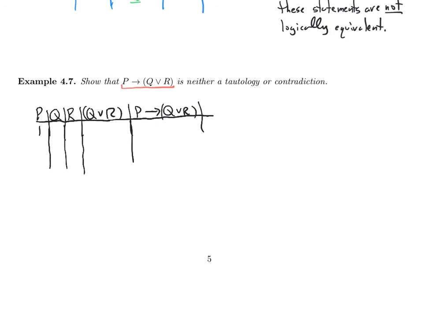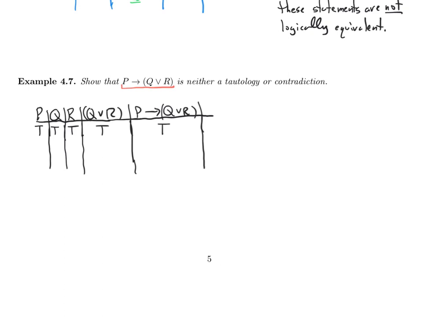So for the first one, let's have them all true. That'll give me that the expression is indeed true. Q or R is true. And we have P implies Q or R. So that P is true, Q or R is true. So our expression here is true.